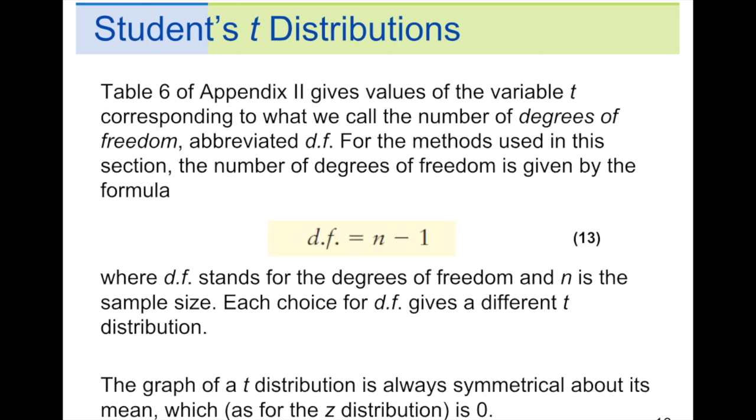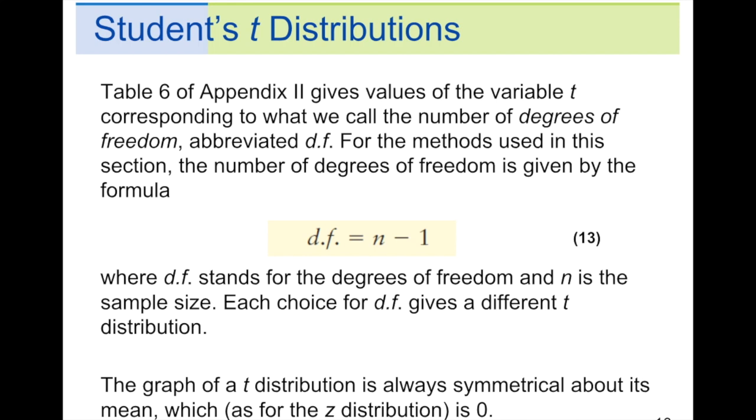Table 6 of Appendix 2, also in the front of your book, around where the z-scores are, gives values of the variable t corresponding to what we call the number of degrees of freedom, abbreviated df. For the methods used in this section, the number of degrees of freedom is given by the formula df equals n minus 1, where df stands for the degrees of freedom and n is the sample size. Each choice for degrees of freedom gives a different t-distribution.